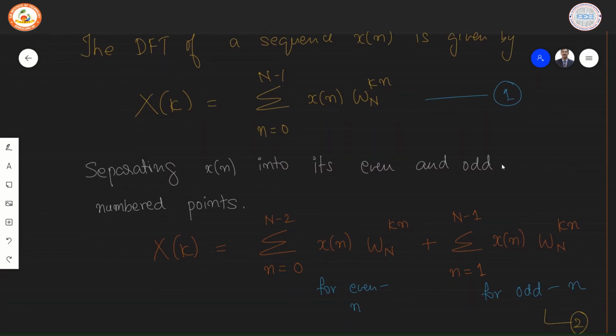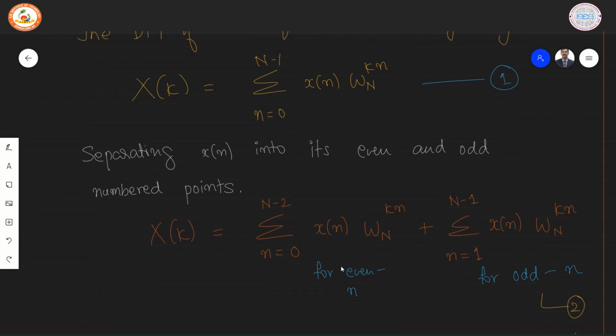In x of n, selectively we have to take those values which have even index. For example, we have 2, 4, 6, etc. They are even numbers, and we have odd numbers 1, 3, 5. The very first even index is going to be 0, and the last even index is going to be N minus 2. Because the value of N we have chosen is radix 2, N will always be even. Therefore, N minus 1 will be an odd number. The previous even number is N minus 2.